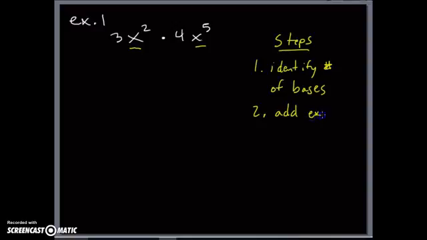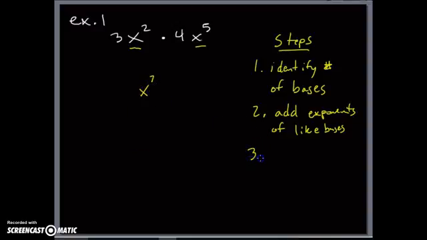So the second step will be to add the exponents of like bases. So the like bases here are x, and the exponents are 2 and 5. So we can say that x squared times x to the 5th is just x to the 7th, right?